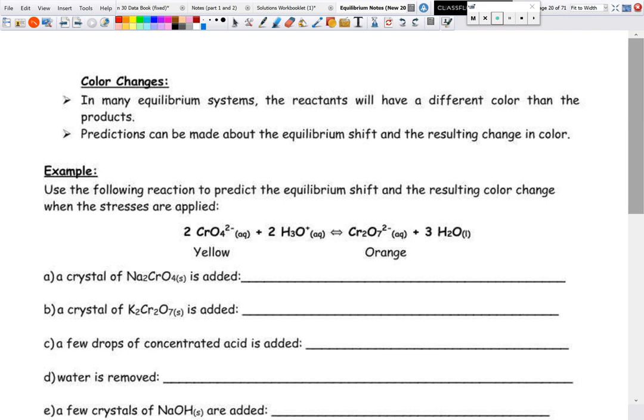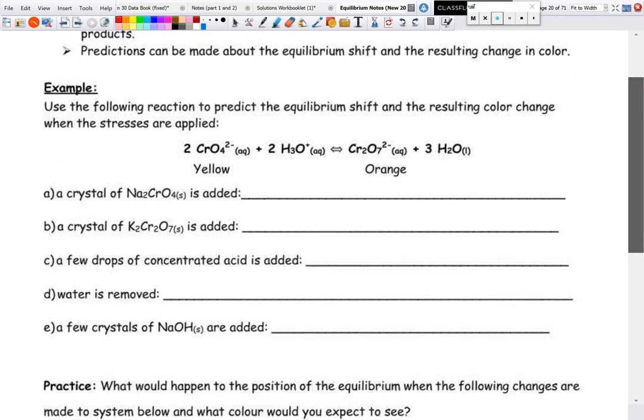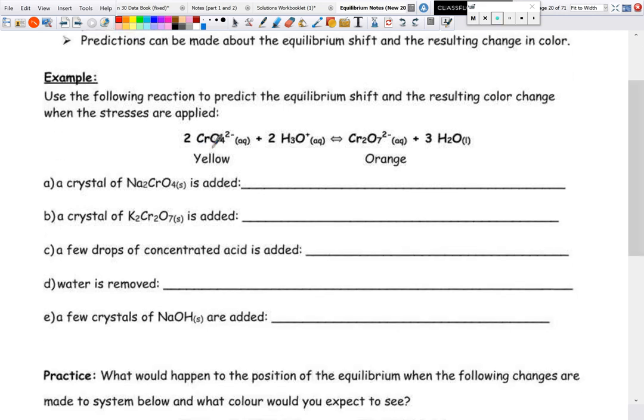Now, a lot of these questions are going to come with color change, because if we're looking at equilibrium systems that have color, we can predict what color we will see once a new equilibrium is established. So for example, right here we have all aqueous ions. This is an equilibrium for the chromate ion turning into the dichromate ion. The chromate ion is yellow, and dichromate is orange.